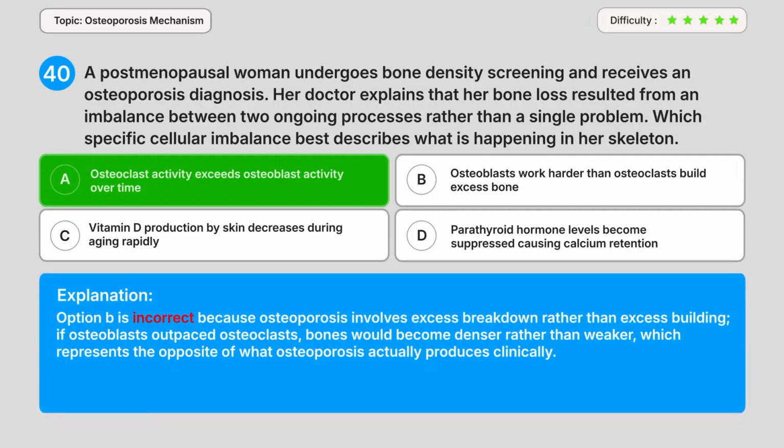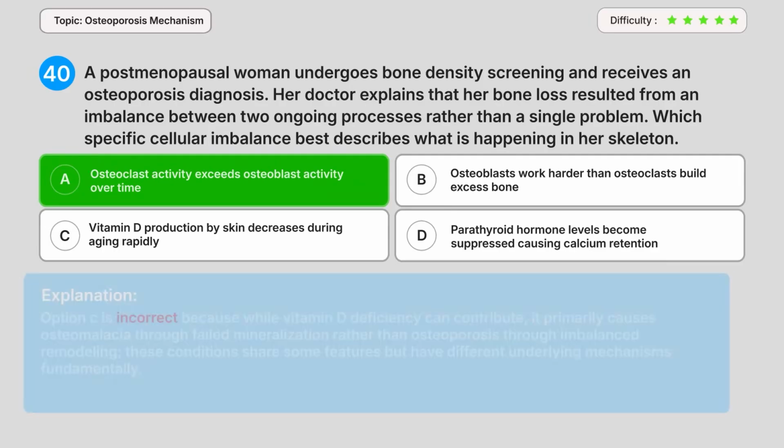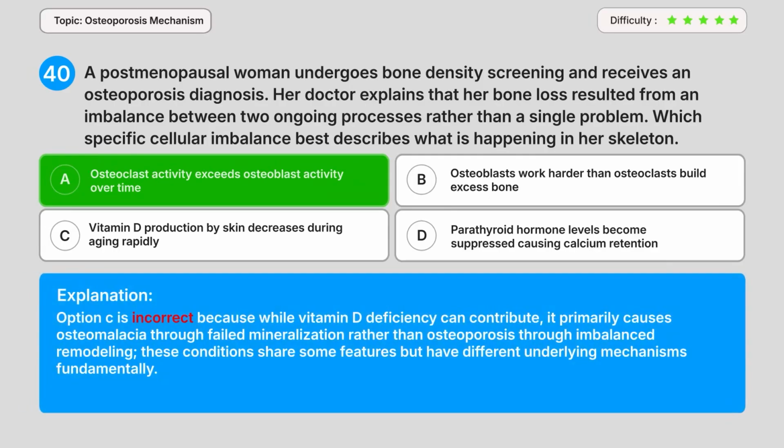Option B is incorrect, because osteoporosis involves excess breakdown rather than excess building. If osteoblasts outpaced osteoclasts, bones would become denser rather than weaker, which represents the opposite of what osteoporosis actually produces clinically. Option C is incorrect, because while vitamin D deficiency can contribute, it primarily causes osteomalacia through failed mineralization rather than osteoporosis through imbalanced remodeling.